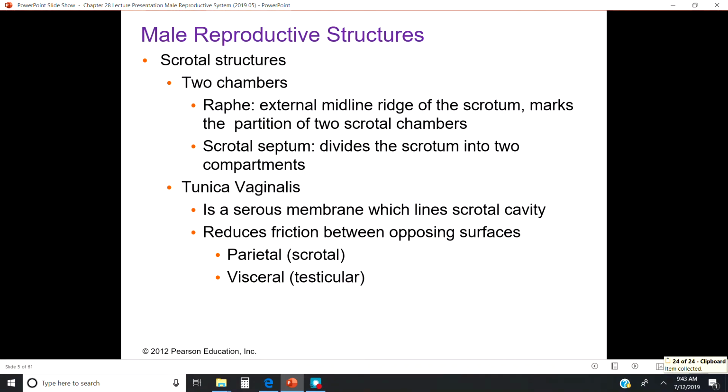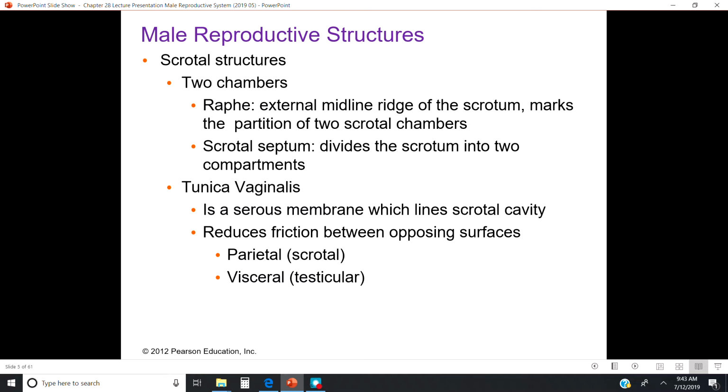Okay. So we have the two chambers again. The raphe is that external ridge. Again, when I look at it, it looks like a seam to me, but it indicates or marks the partition of the two scrotal chambers, and it tells us where the scrotal septum is, and then that septum is going to divide the scrotum into two cavities.